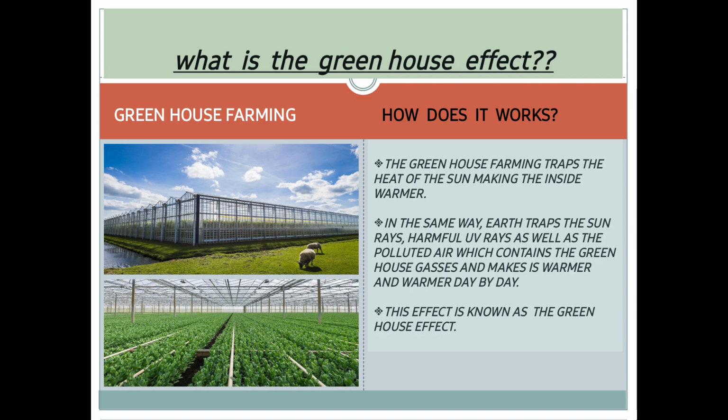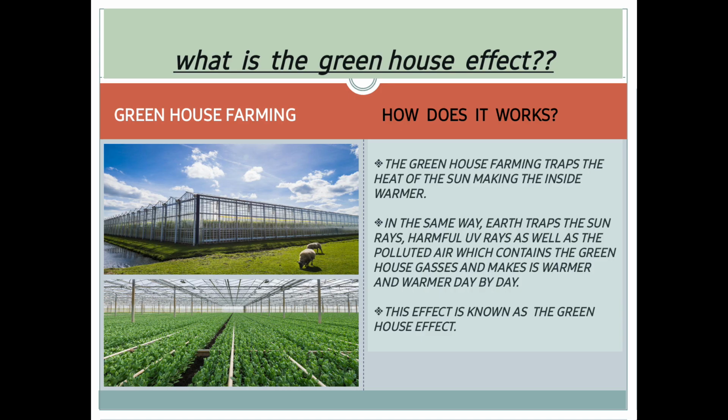It's a place where there is no sunlight or very little sunlight available throughout the year, in which we use greenhouse farming. The house over here is prepared with the help of glass material. And why is glass used? Because glass has a property of absorbing and keeping the sunlight inside. So we use this quality of glass in preparing the greenhouse. We can see that the greenhouse traps the heat of the sun, making the inside warmer.